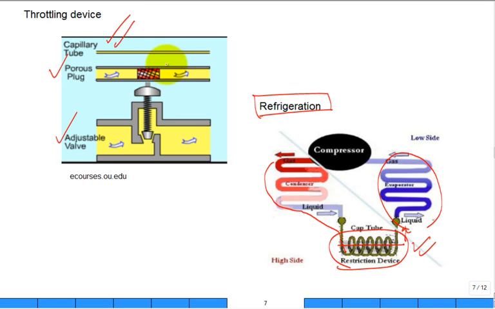Porous plug is less common, but we have adjustable valves. A lot of times the air conditioning system has what they call a thermostatic expansion valve, TXV, and it's actually controlled. There's a feedback mechanism to it where they're moving something that pushes down, it seals, it cuts off the flow, or it moves up, it lets more mass flow through the system. But there's a big pressure drop across that device. It's a valve, and it could be controlled automatically.